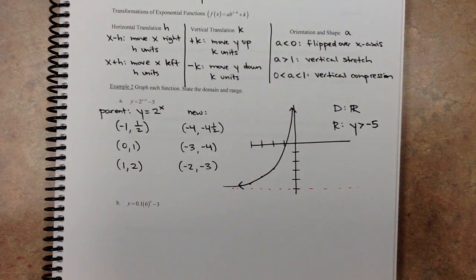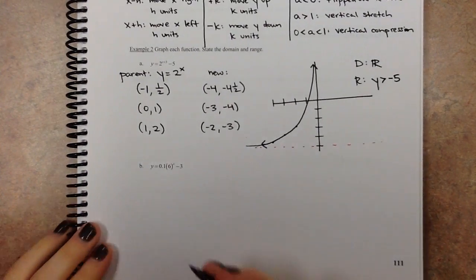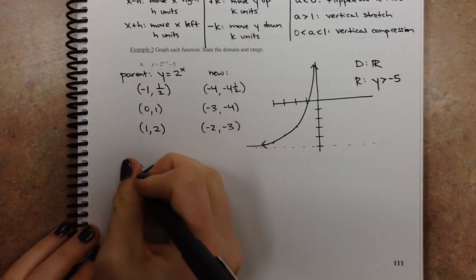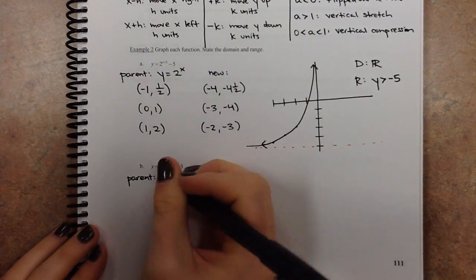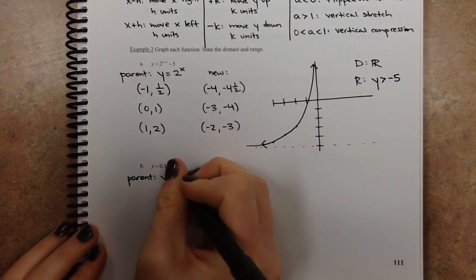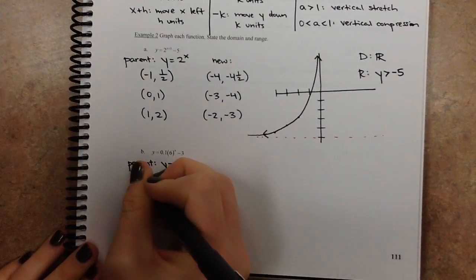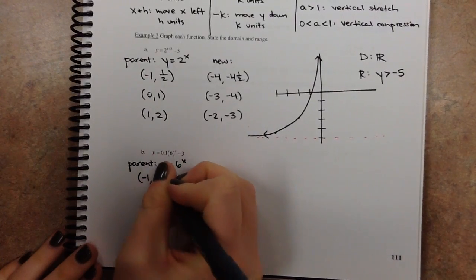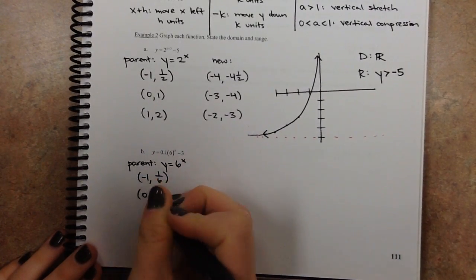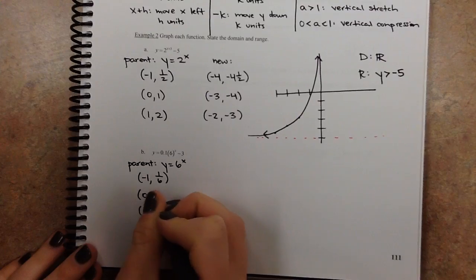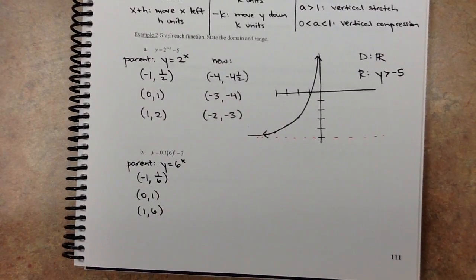Okay, let's look at another one. Another one, we're going to start with a parent graph. So our parent graph, before any changes were made, that was y equals 6 to the x. So doing these 3 original points, we would have -1, 1/6. They all have 0, 1, and then we would have 1 and 6. So those are my original 3, but I've got some transformations that are happening here.